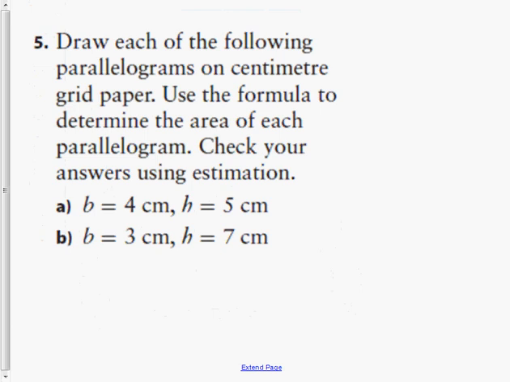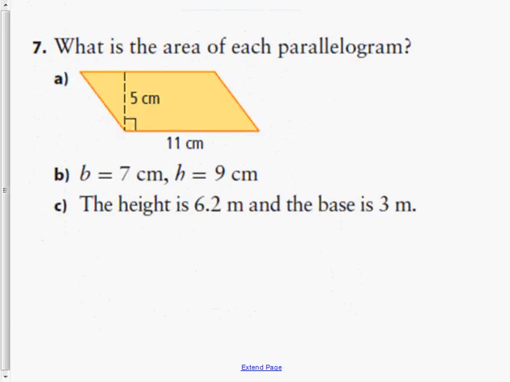Question 5 I'm going to skip because I can't draw 5 or 6 on a smartboard. Question 7 says, what is the area of each parallelogram? So the first one's drawn for you. The base here is 11. So B times H is my formula. 11 is my base. H is the perpendicular distance from the parallel side to the bottom. So that height is 5. So we have 11 times 5, which is 55 square centimeters.